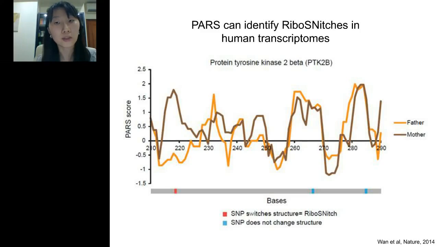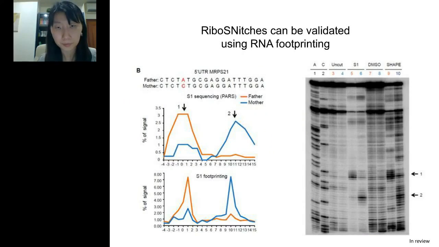So shown here are two examples of the structure profile of father and mother, and you can see that there are 3 different mutations along this region. 2 of the mutations in blue do not cause any structural change, and 1 of the mutations in red results in a large structural change. So these are the structural changing mutations that we're looking for, and we can use PARS to identify the structural changing mutations by comparing the structural profiles across the individuals.